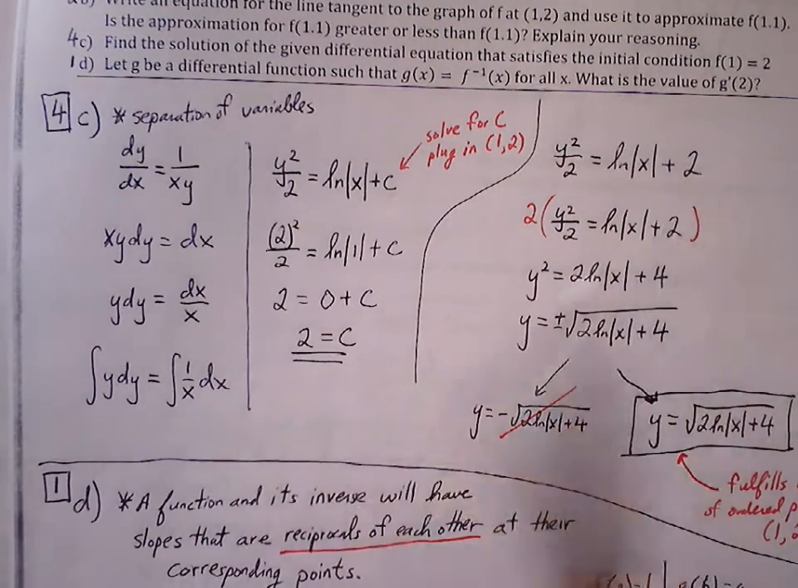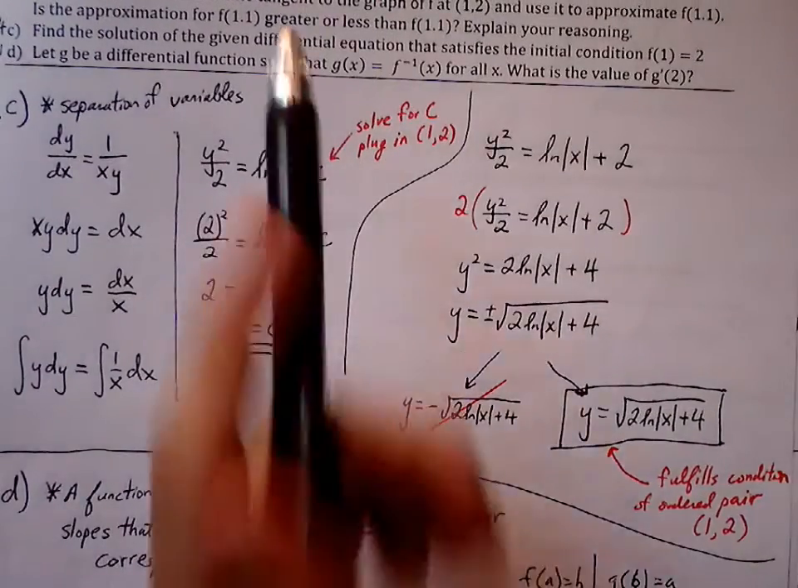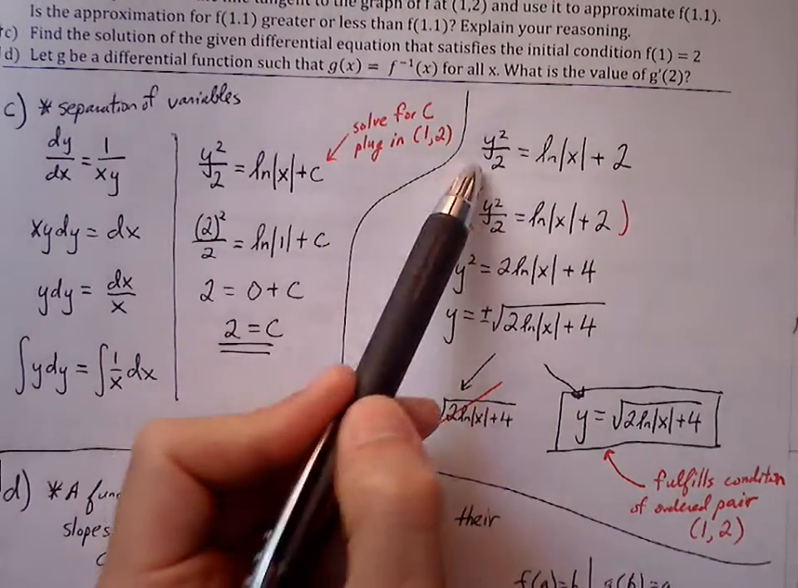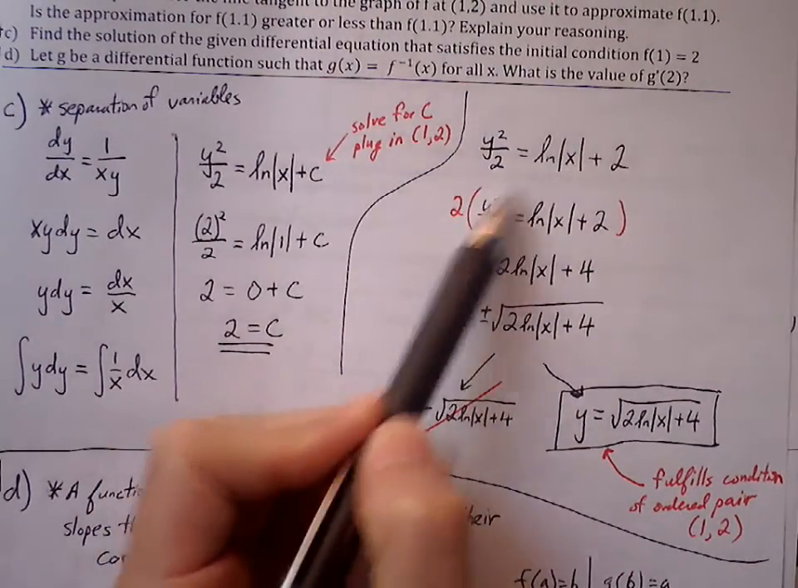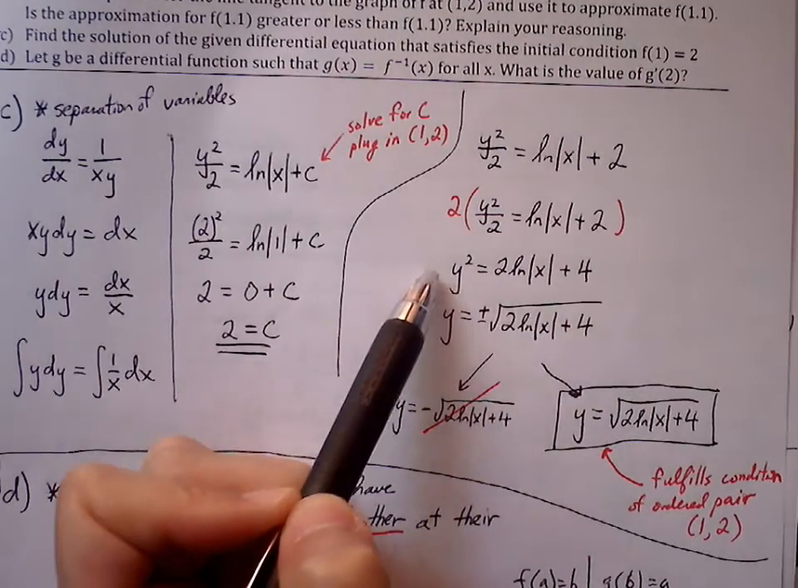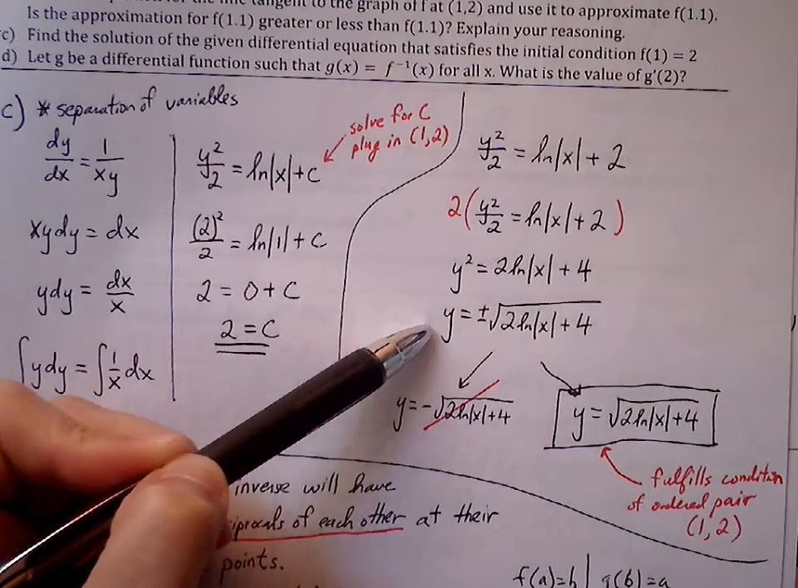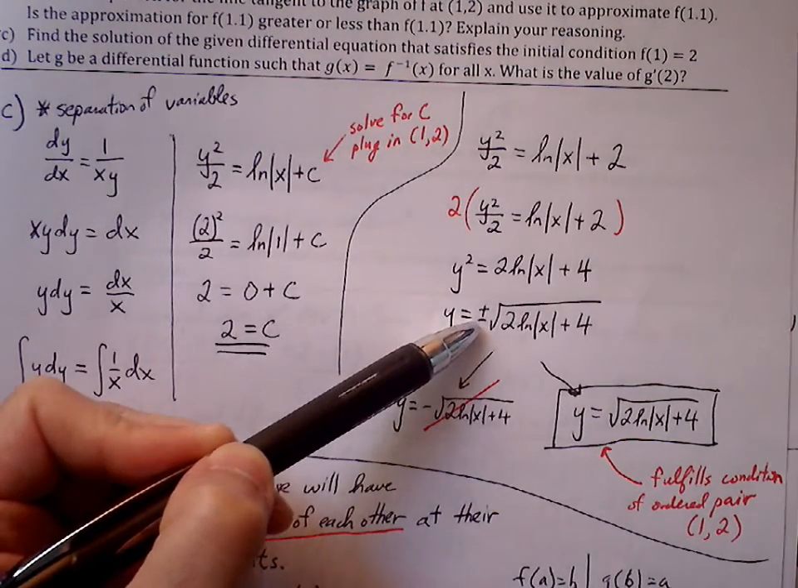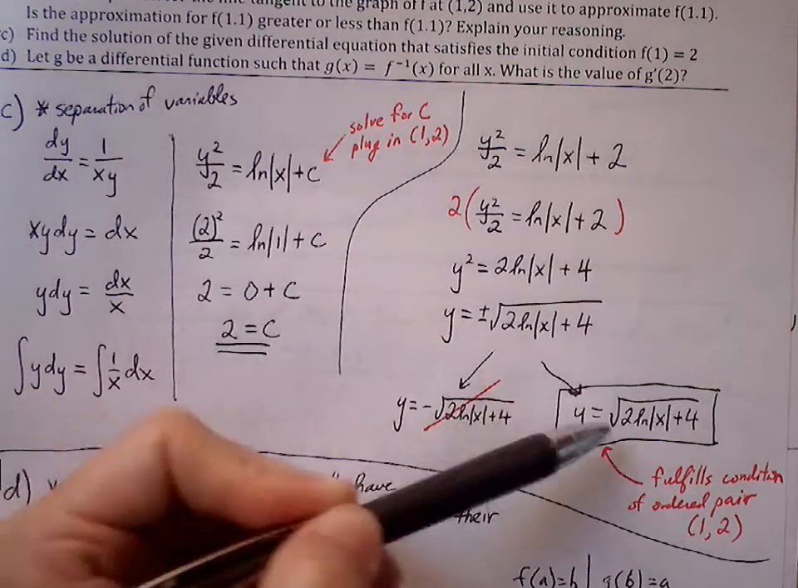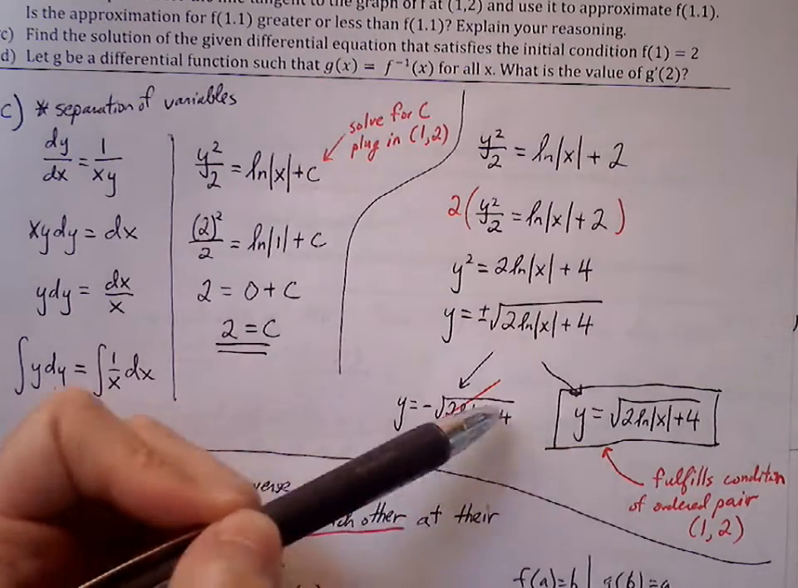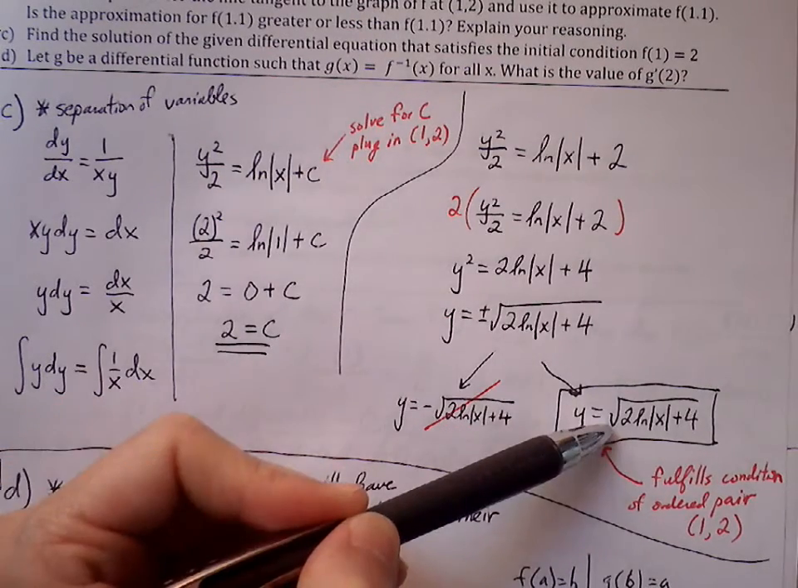And now we're going to try to get y by itself. So what I can do first, I need to get rid of that 2. So I'll multiply everything through by 2. And the only thing left to do now is to take the square root. So take the square root of both sides. There's a plus or minus that shows up, which indicates that these are two separate functions, and we need to decide which one is the one that we keep.